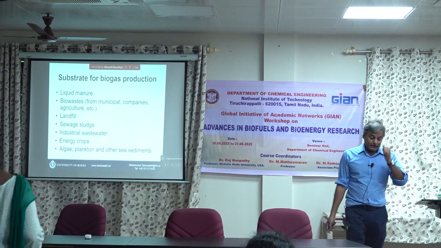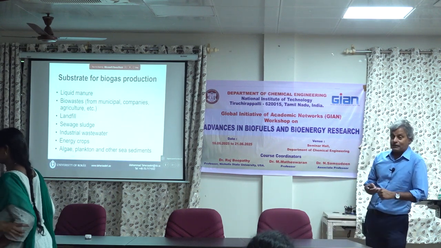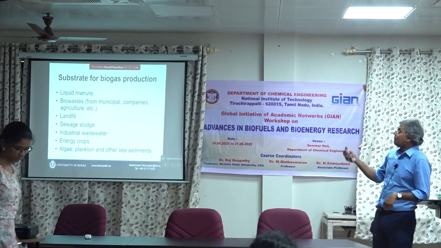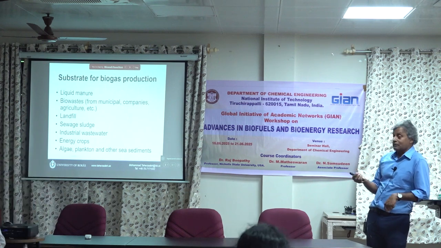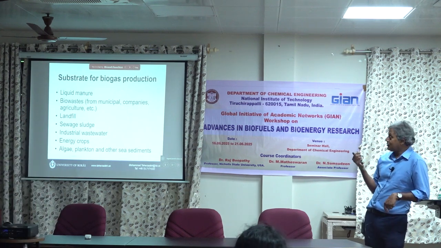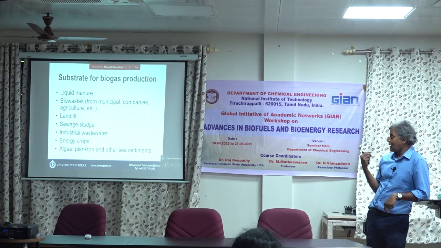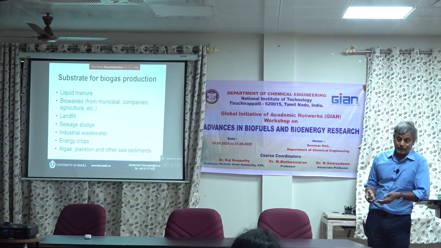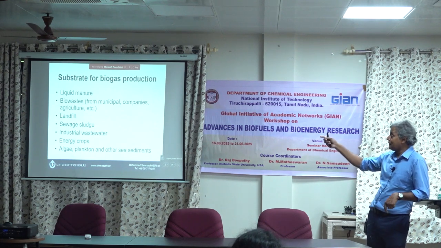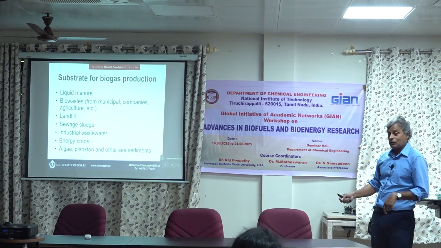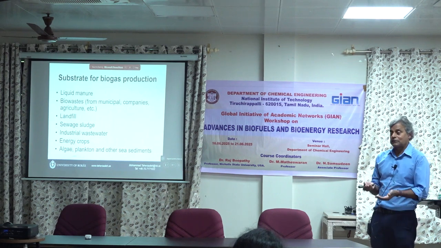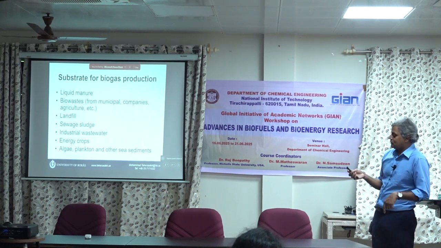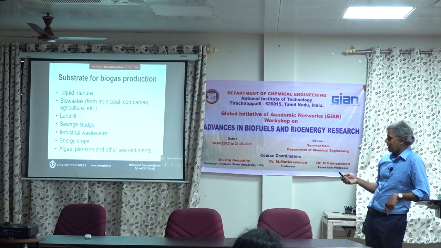All right, so let's look at substrate for biogas production. You can use liquid manure, bio waste from municipal solid waste, agriculture waste, landfill, sewage sludge, industrial wastewater, energy crops, algae, plankton, and other sea sediments. Anything rich in carbon could potentially be used as a substrate for your digester. You can use lignocellulosic material from agriculture feedstock in a form called co-digestion: you mix it with manure and digest the agriculture feedstock.